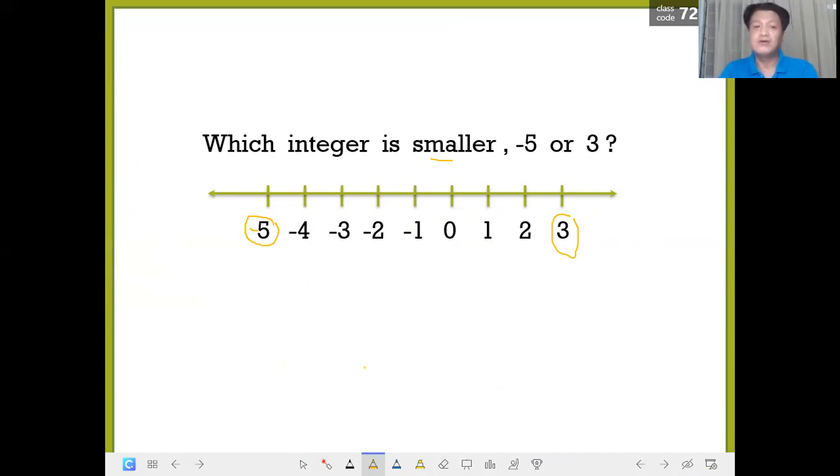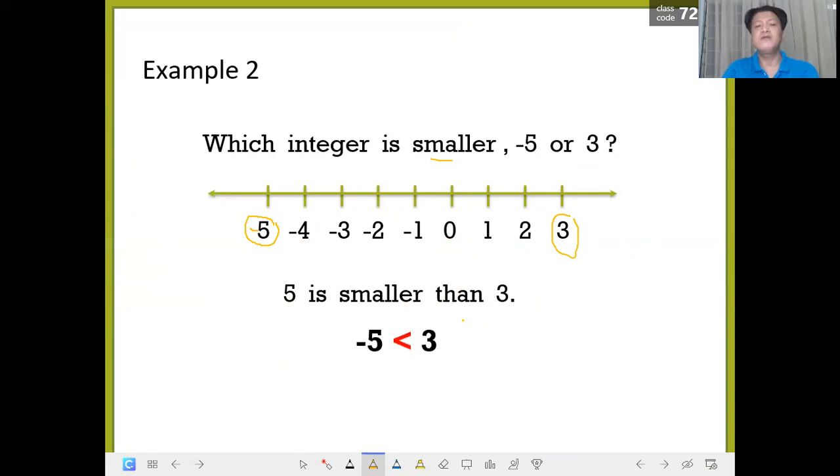Di ba, mas malayo. So therefore, negative 5 is smaller than 3, kasi yung layo niya ay 5 steps. Ito ay 3 lang. Kaya negative 5 is smaller than 3. Meaning to say, to represent that using the inequality, that is negative 5 is less than 3. Mas maliit yung value ni negative 5 compare kay 3 or positive 3.